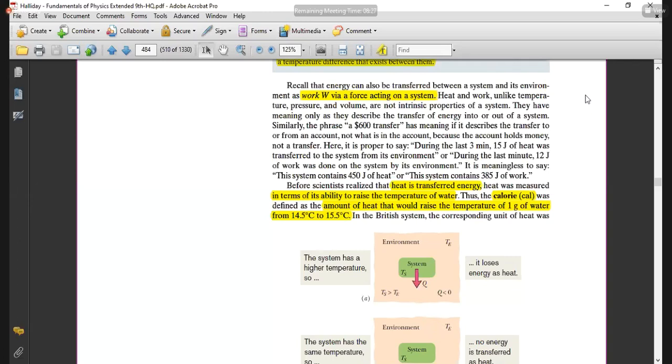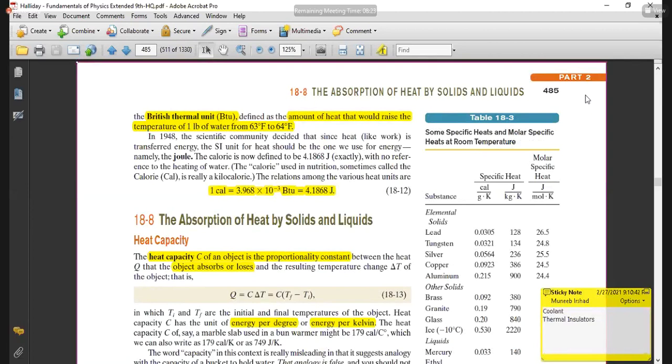In the British system, the corresponding unit is the British thermal unit. It is the amount of energy that would be required to raise 1 pound of water from 63 Fahrenheit to 64 Fahrenheit. Again, in this scenario, there will be a change of 1 Fahrenheit.